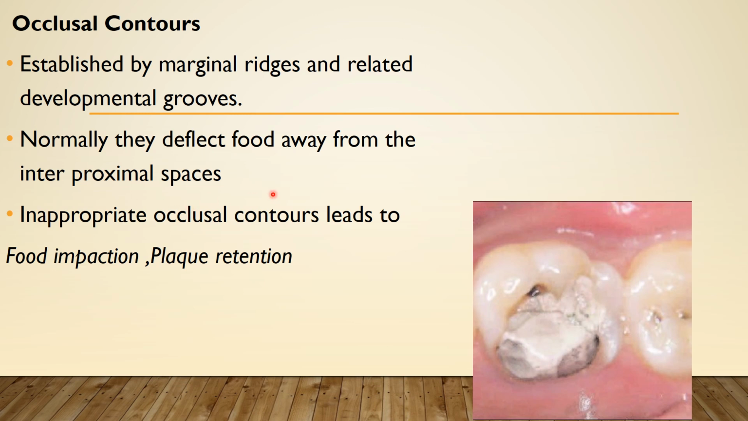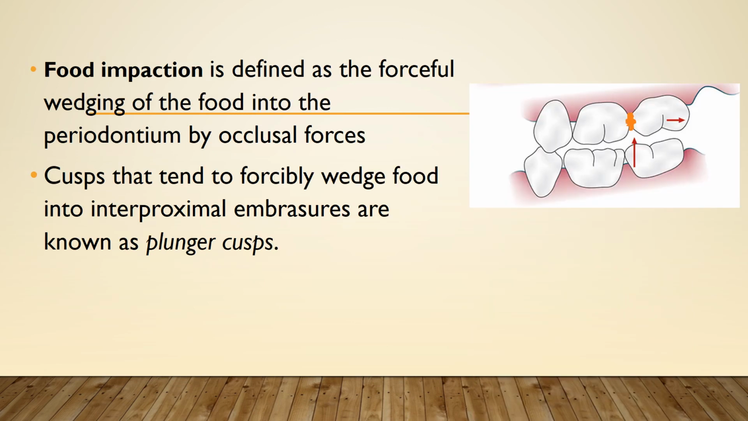But if there are inappropriate occlusal contours, as you can see in this picture, there are no proper marginal ridges and no developmental grooves as in the normal case. So there are inappropriate occlusal contours with the preparations and the restorations. This always leads to food impaction and plaque retention. What is food impaction? Food impaction is the forceful wedging of food into the periodontium by occlusal forces.